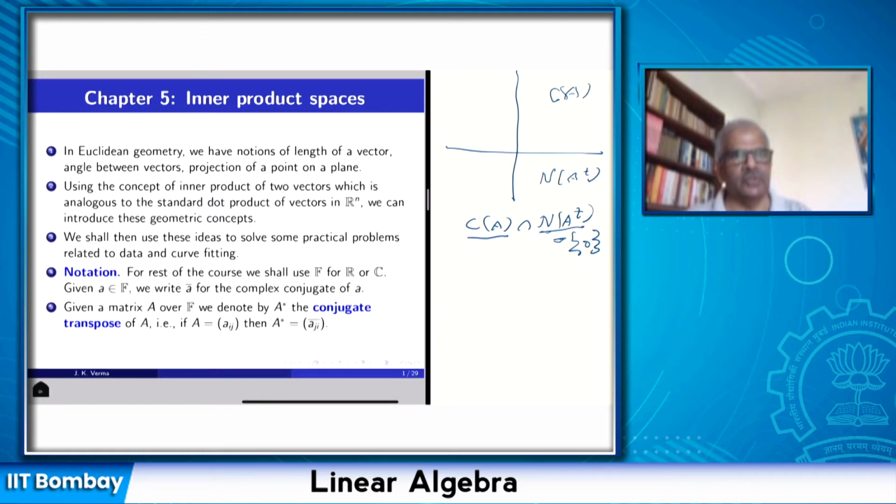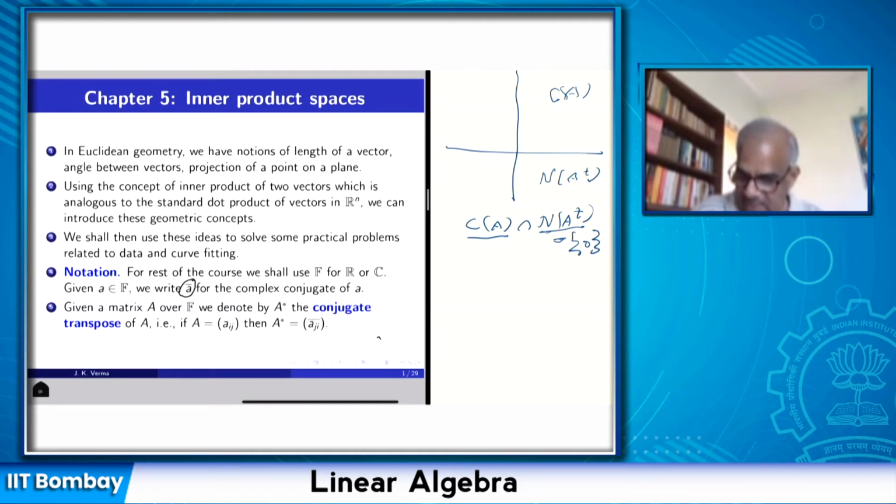Okay. Yeah. So for now, for the rest of the course, the field of scalars will be either the real field or the complex field. And when I have a in F, we will write a bar for the complex conjugate. Yeah, a bar will be used for the complex conjugate.